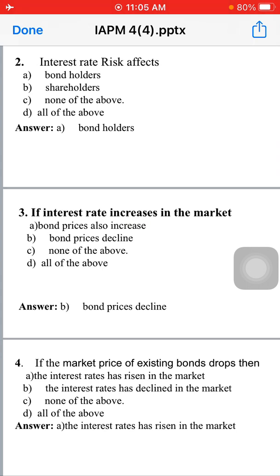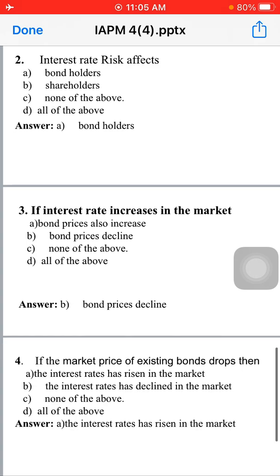If the market price of an existing bond drops, then the interest rate has risen in the market, the interest rate has declined in the market, none of the above, all of the above. This is a vice versa situation. If the market price of the existing bonds drops, that means the interest rate has risen in the market.